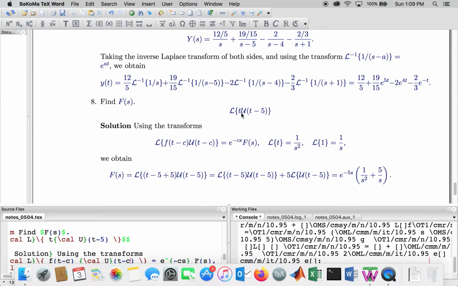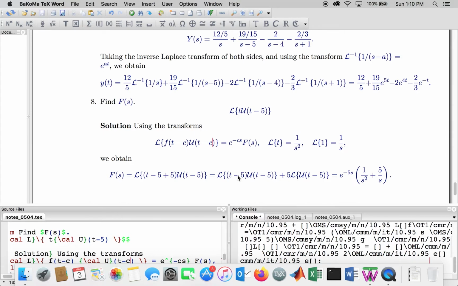So we need this to be a function of t minus 5. So what you do is go ahead and throw in a minus 5, and then you add in a plus 5 to compensate. So now I can break this up into the Laplace transform of t minus 5 u of t minus 5, that's right here, plus the transform of 5 times u of t minus 5. And a constant factor, of course, can be pulled out. So now we have these 2 terms to transform.